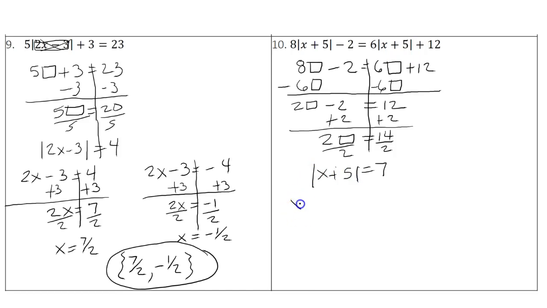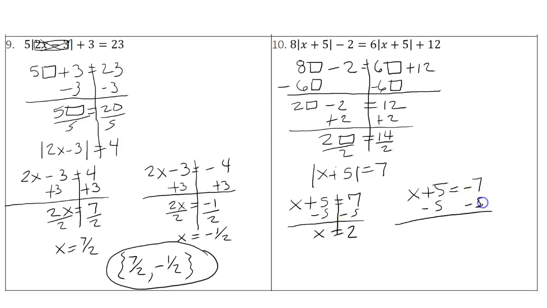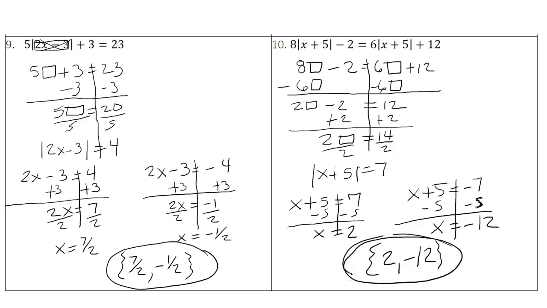At this point we can write two equations, x plus 5 equals 7 and x plus 5 equals -7. Solve these two equations for x equals 2 and x equals -12. Our two solutions then are x equals 2 and x equals -12. That's the last of our examples.